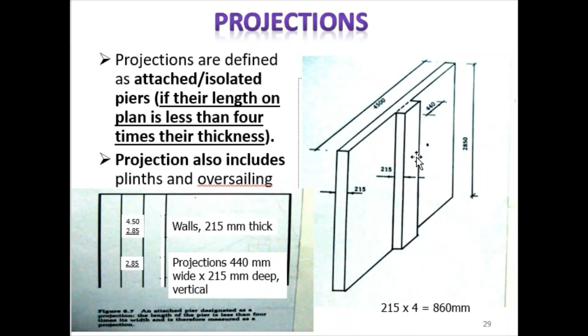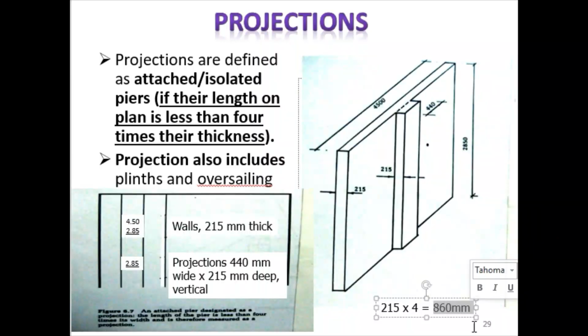Okay, so there are rules to consider whether the projection will be measured as a wall, which will be in meter square, or you will just measure this in linear because you don't consider it as a wall. Projections are defined as attached or isolated piers if their length on the plan, which here is 440, is less than 4 multiplied by the thickness. So you multiply the thickness by 4.